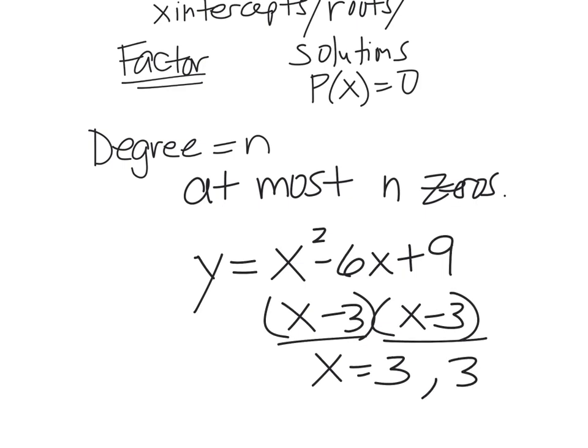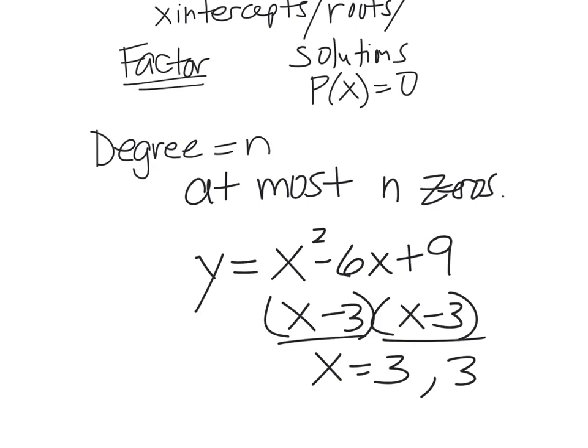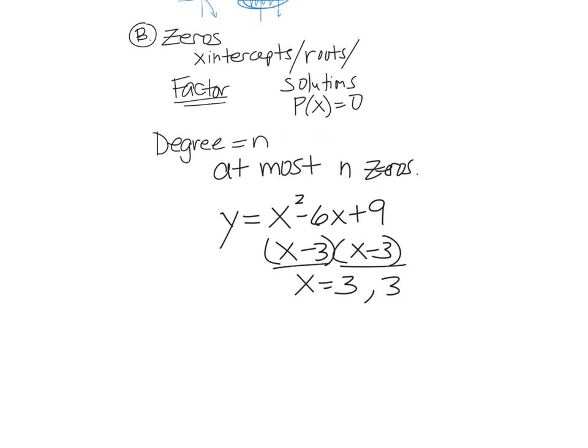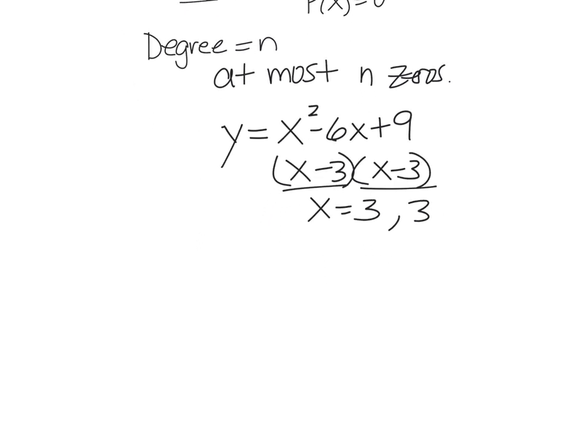I'm going to teach you a word. Actually, you learned it last year, I think. So at most n zeros. And when something happens like this, where you have multiple ones, it's called, do you remember? Multiplicity. You learned that last year in Algebra 2.